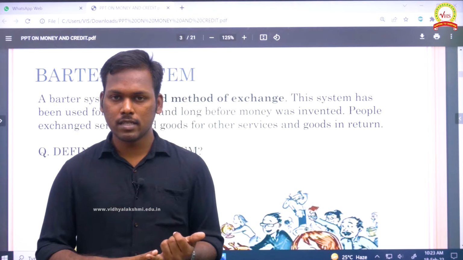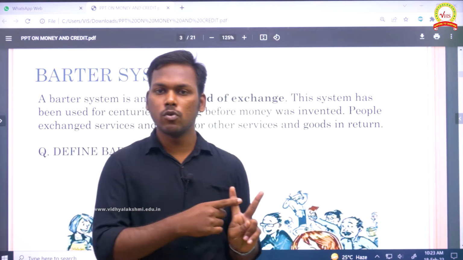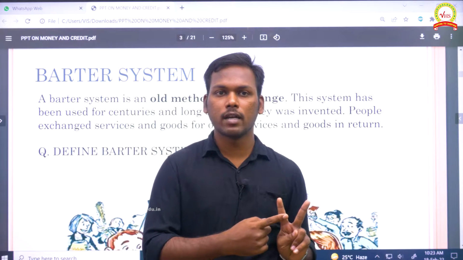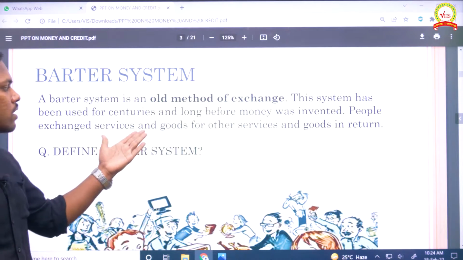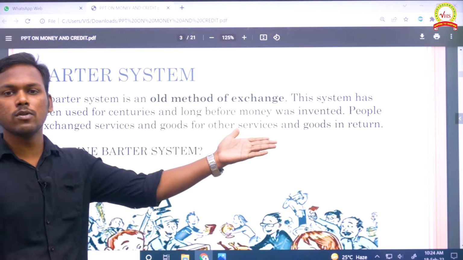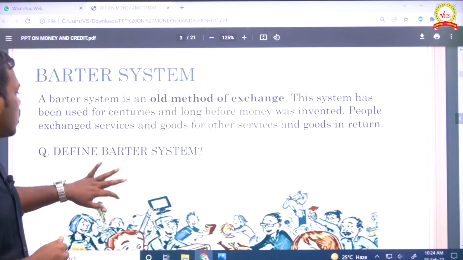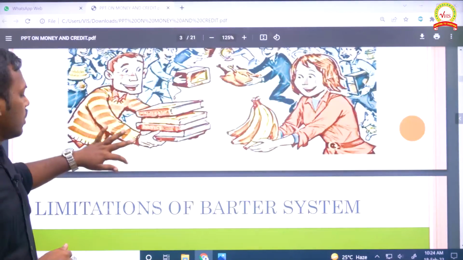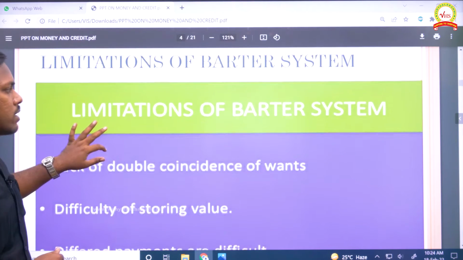Clear? So in the barter system, there are 2 points you have to remember. One is that exchange of goods is taking place without using money. Here they could exchange services and goods for other services and goods in return. Understand? You are not at all involving money in it. So to define the barter system, you could write this. And limitations of the barter system.